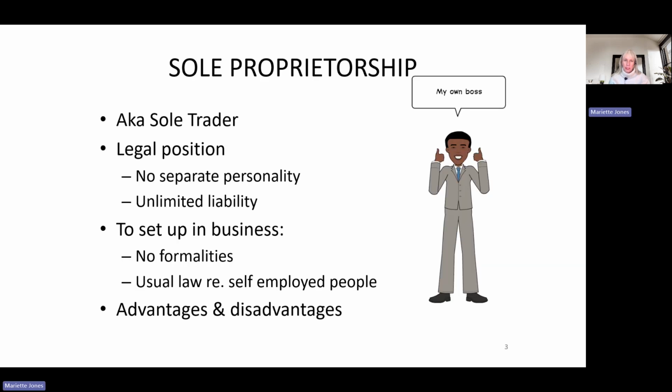A sole proprietor, also known as a sole trader, is the simplest form. It involves an individual carrying on a business on their own account. There's no separate legal personality, meaning that the individual is personally liable for all debts. There are minimal formalities to set it up, which makes it attractive for small enterprises or freelancers.